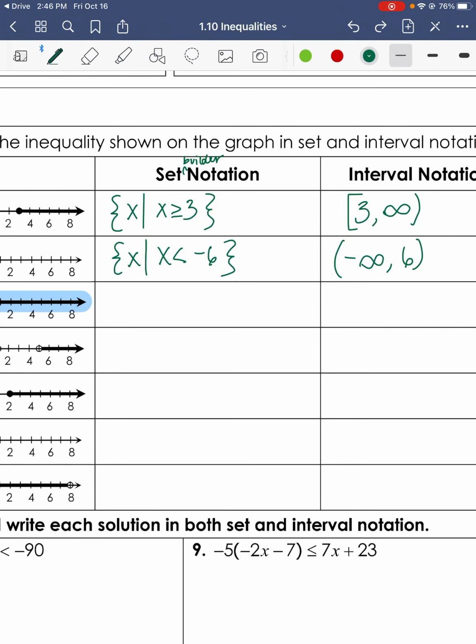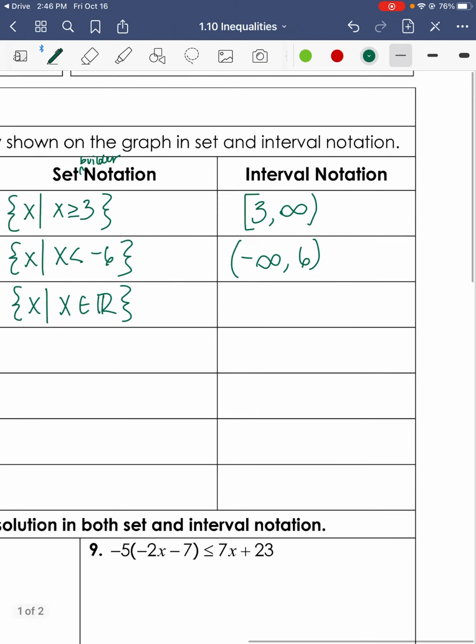If we were to write all real numbers in set notation, we would open a curly bracket, all values of x such that x is an element of the real number set. This little curvy E thing just means "is an element of," and then we say the real number set, meaning every number that is contained in the real number set, or all real numbers.